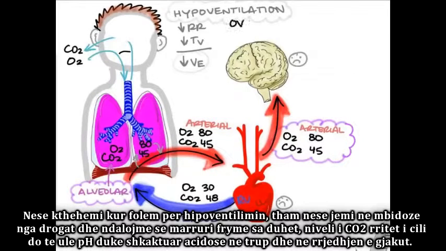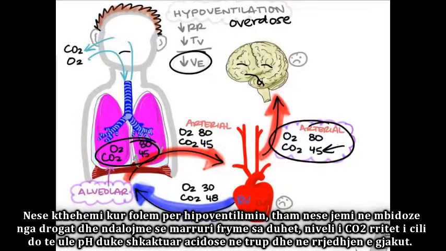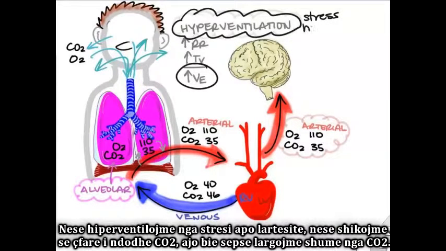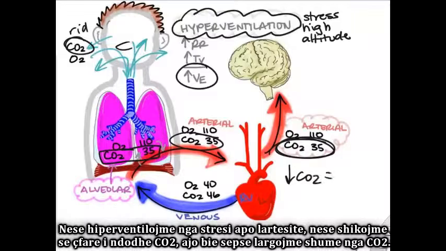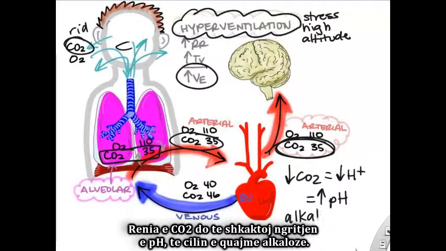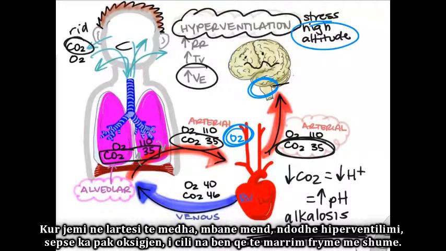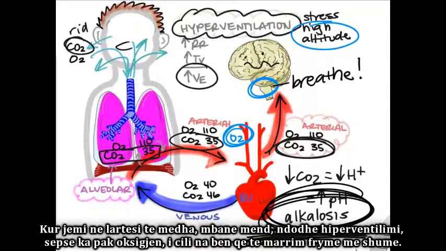And if we flash back to when we talked about hypoventilation, say you overdosed on drugs and you stop breathing as much as you should, your CO2 levels go up, which is going to decrease our pH or cause an acidosis in our body and in our bloodstream. If for some reason you hyperventilate from stress or high altitude, your CO2 goes down because you're blowing off more CO2. As CO2 goes down, that's going to cause your pH to go up, which we call alkalosis. And again, that can happen in your bloodstream. When you're at high altitude, remember, you're hyperventilating because of that low oxygen level telling you to breathe.